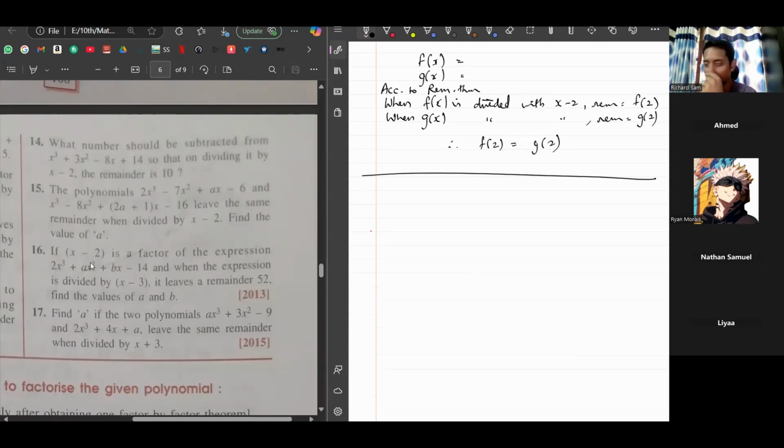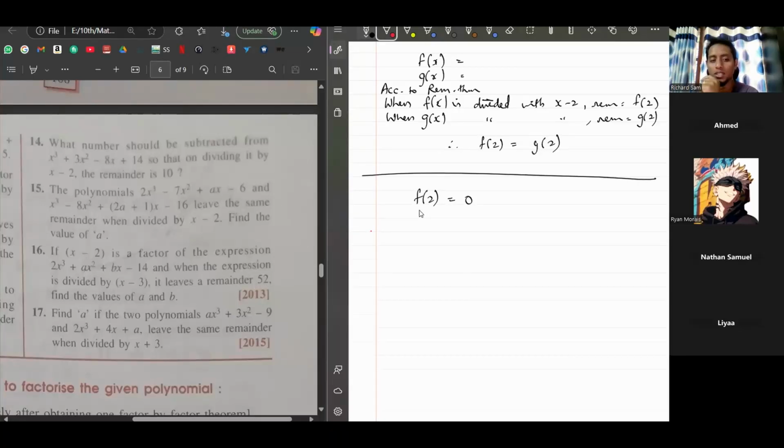Yes, f of 2 is the remainder. And what is the remainder? X minus 2 is a factor. F of 2 is equal to 0. F of 2 is the remainder, and the remainder is 0. Why is the remainder 0? Because x minus 2 is a factor. Okay. Next. And when this same expression is divided with x minus 3, the remainder is 52.